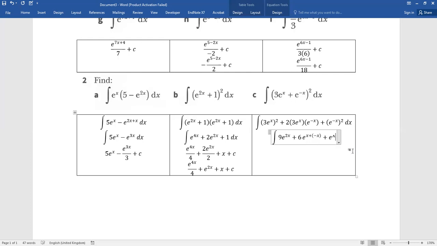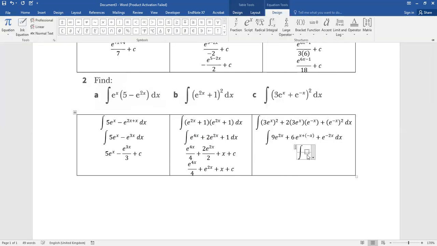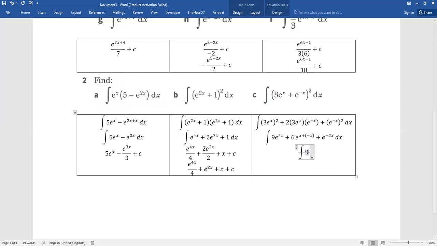And what about this one? e to the power negative 2x. So why don't we just write 6 instead of e? I was just confirming. I was asking you what power should you get? So 9e to the power 2x plus, yes, 6e to the power 0 is a 1. The value is 1. And plus e to the power negative 2x.